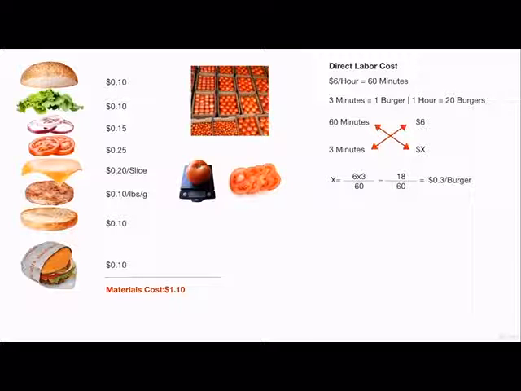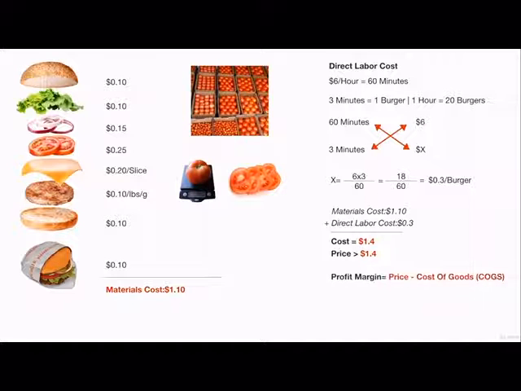To find the total cost of goods, simply add materials cost to the direct labor cost, and you should come up with the total cost of goods, which equals $1.40 per burger. What does this number tell you? It says that you should never sell your product at a price lower than $1.40 per burger, unless you are planning on losing money. It also tells you if your cost of goods is higher or lower than the industry average.